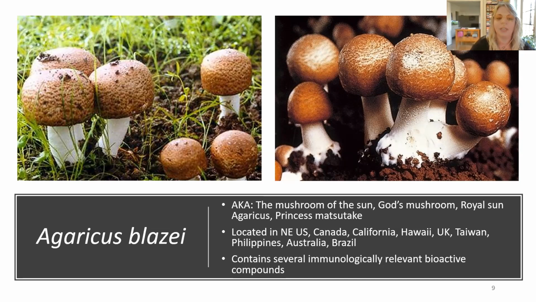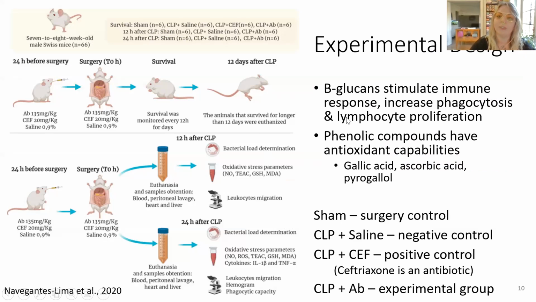And in this first study, they chose this mushroom because it has been previously shown to have a number of immunologically relevant bioactive compounds, such as beta-glucans, which can stimulate immune responses as well as increase phagocytosis and lymphocyte proliferation, and phenolic compounds such as gallic acid, ascorbic acid, and pyrogallol, it's fun to say, which have antioxidant capabilities.